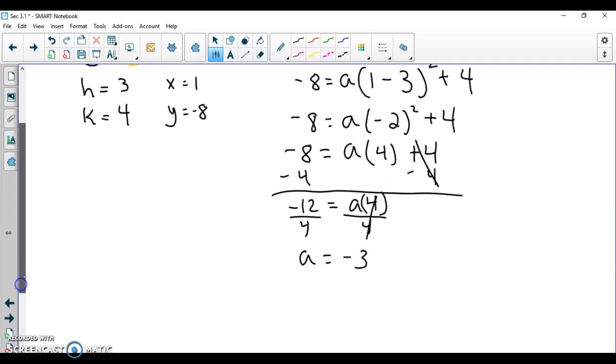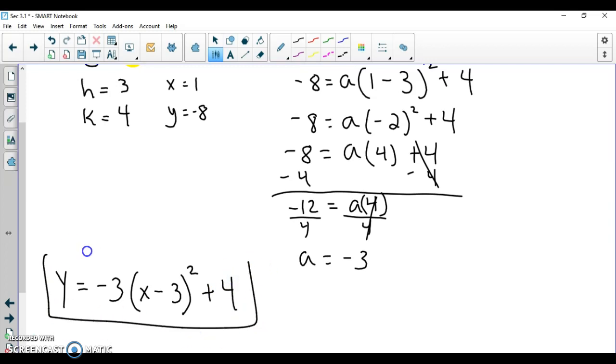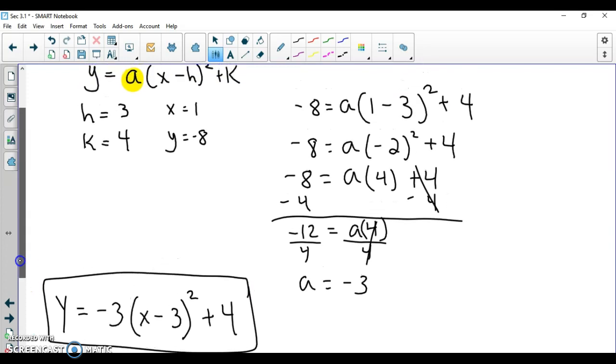So when writing my equation, I get y equals -3 times (x minus 3) quantity squared plus my k value, which is 4. So the only thing I place back in my equation is the h and the k.